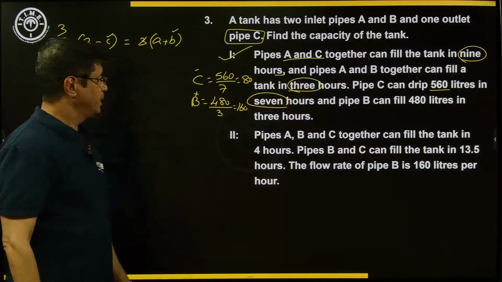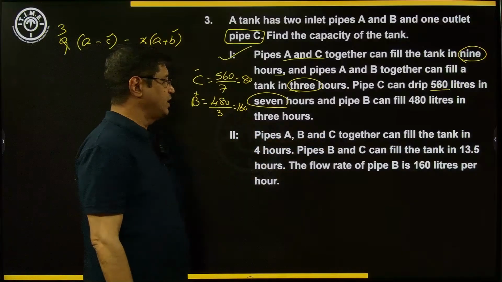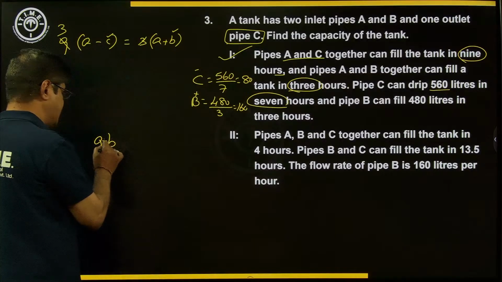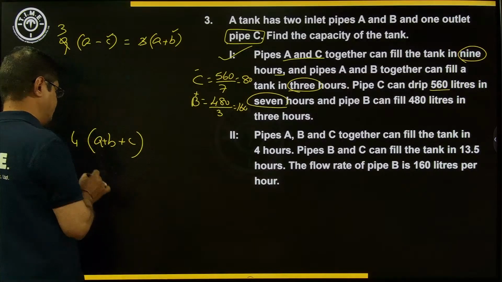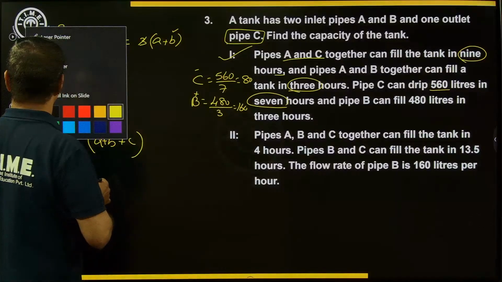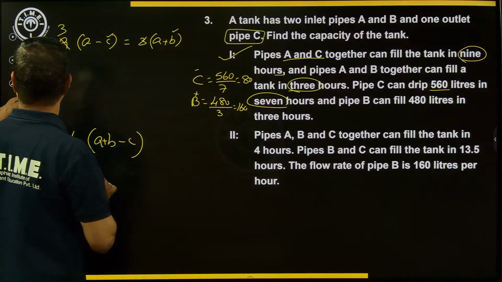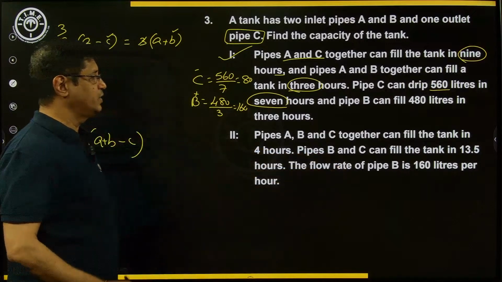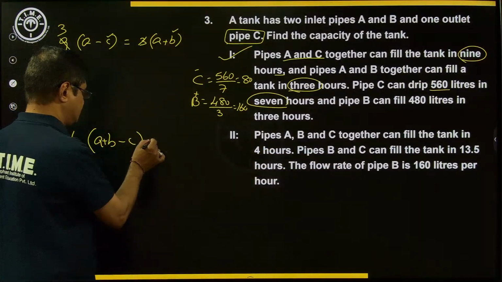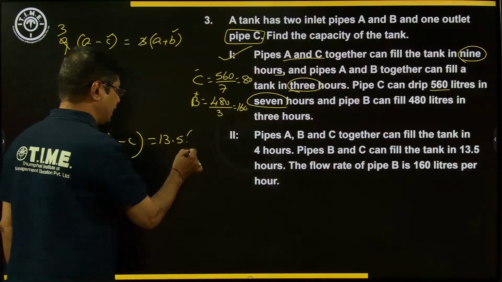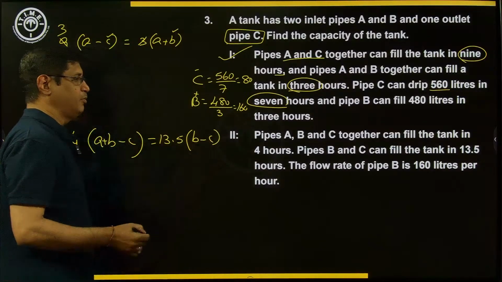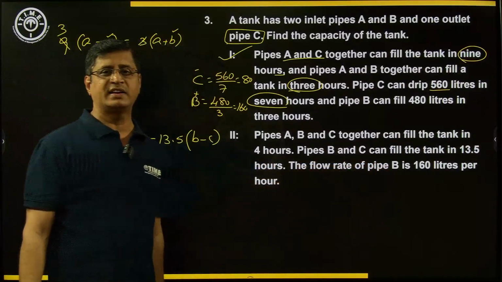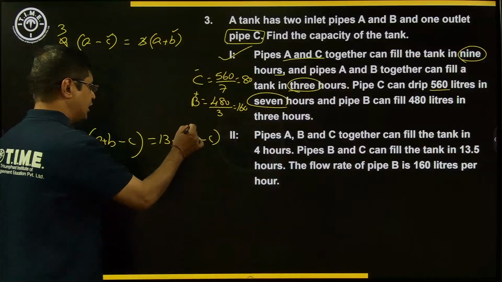Look at the second statement. Pipes A, B, C together can fill the tank in 4 hours. Dear students, C is the emptying pipe, so let me write minus here. What about the second part? Pipes B and C can fill the tank in 13.5 hours, where C is the emptying pipe. The flow rate of pipe B is 160 liters per hour. The value of B is given.